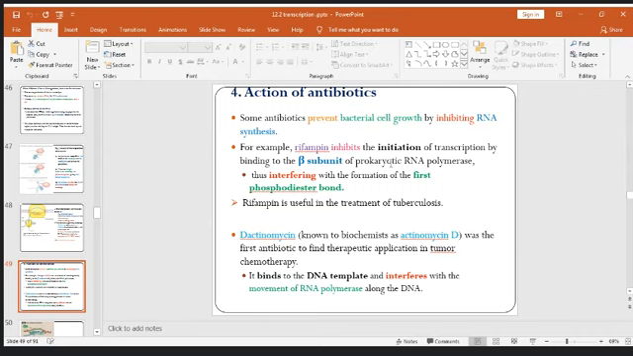Even if sigma is acting as a detector for the promoter region, if the beta subunit is blocked, the sigma subunit cannot be combined with the whole enzyme complex and cannot undergo the further process. So rifampin is acting as an inhibitor. It's interfering with the formation of the first phosphodiester bond. Rifampin is useful in the treatment of tuberculosis.